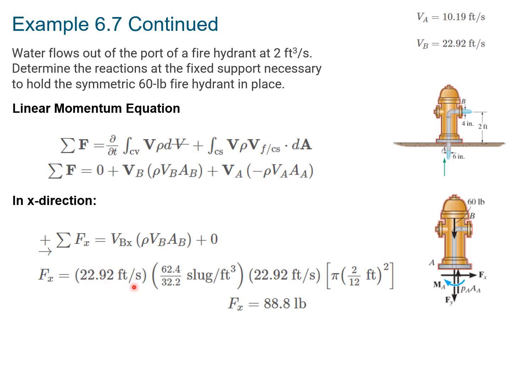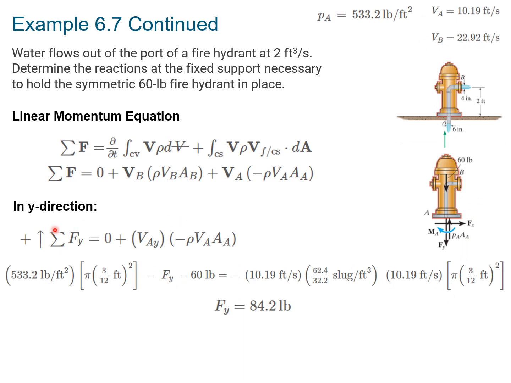So we can plug in our values. We know what V_B is because we calculated it from the previous slide. Density, velocity, area we can calculate because the area at B, its radius is 2 inches, so we can convert it to feet, pi r squared. Finally, we can calculate F_x: 88.8 pounds.